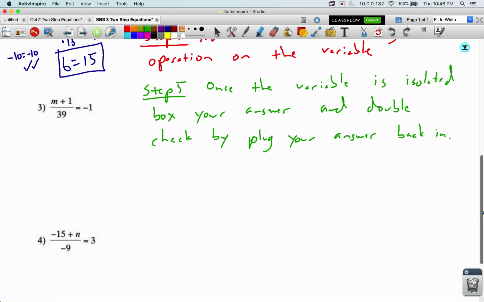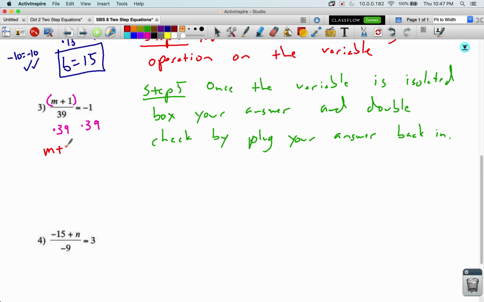All right, problem number 3. m plus 1 divided by 39 equals negative 1. The most outside operation. This one's a little bit tricky because you got this big fraction here, meaning that the first thing that would happen to m would be we'd add 1, then we'd divide by 39. So the first thing we undo is we multiply both sides by 39. That's the last operation being done to the variable.